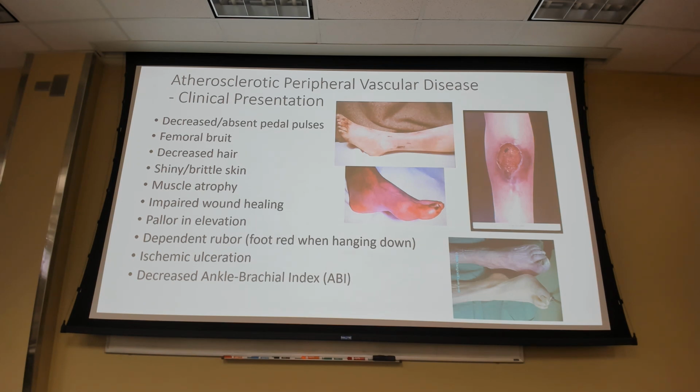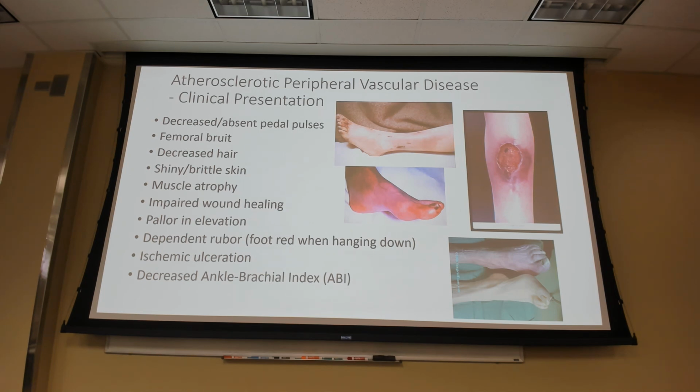So you'll tend to see a lot of ulcers and other indications that this may be one of the causes. If they elevate it, you might see pallor, and then dependent rubor, which is when it's red when the foot is hanging off the bed. Then, like I said, they could have ulcerations. But how do we test for this?